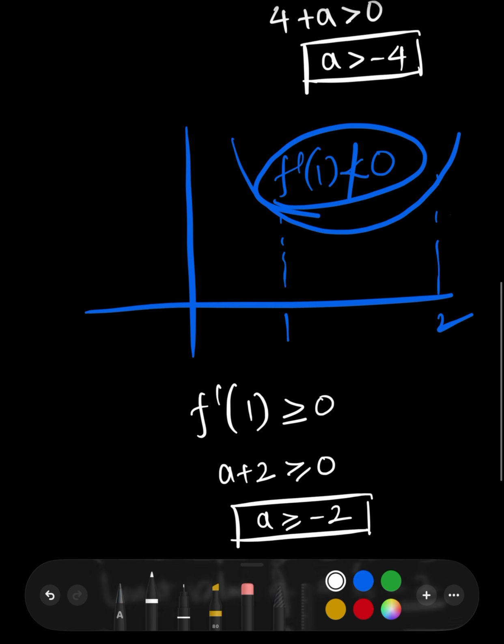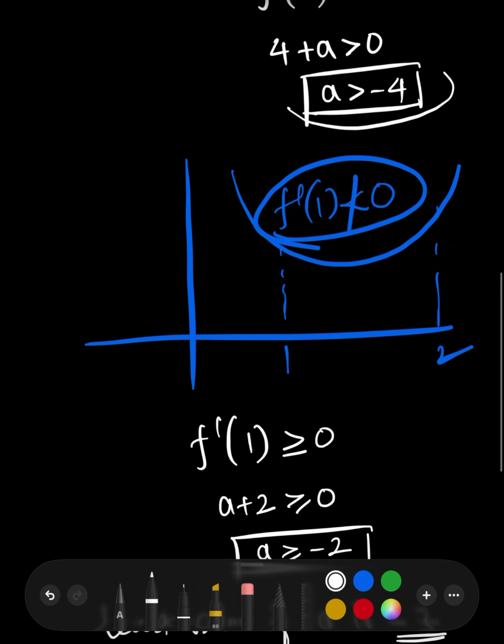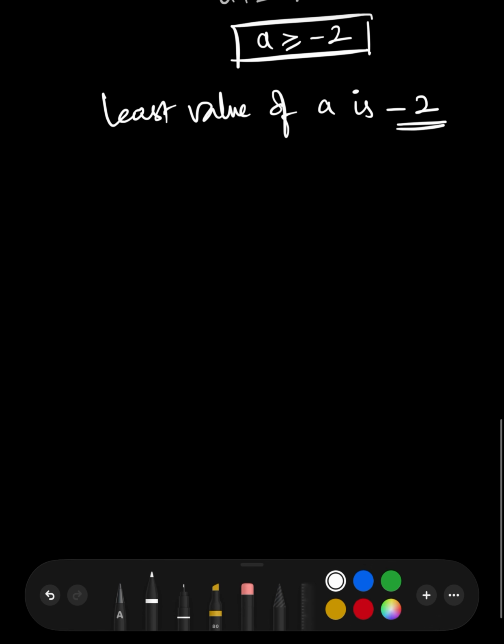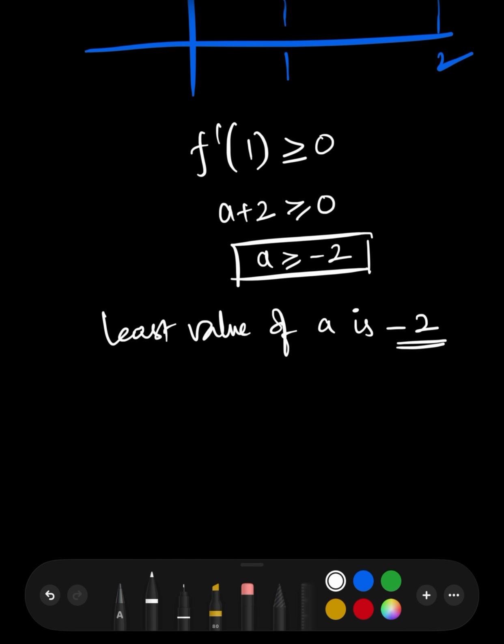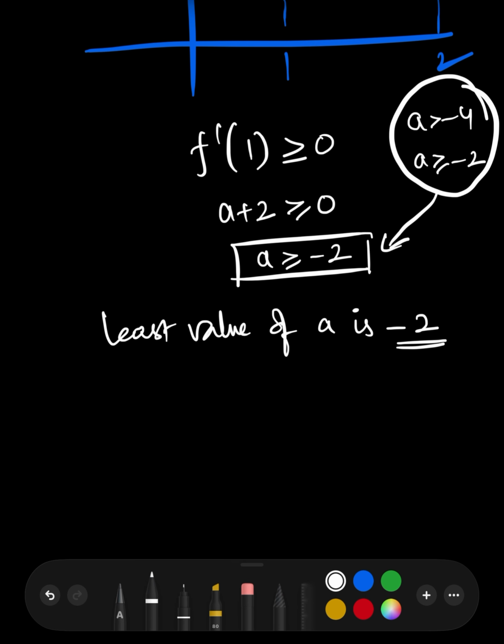And if you observe here, from one condition a is greater than minus 4, from the other condition a is greater than or equal to minus 2. By combining these two, the intersection of these two becomes a greater than or equal to minus 2. So this is the condition we have to consider finally. So the least value of a is what? Minus 2. Thank you.